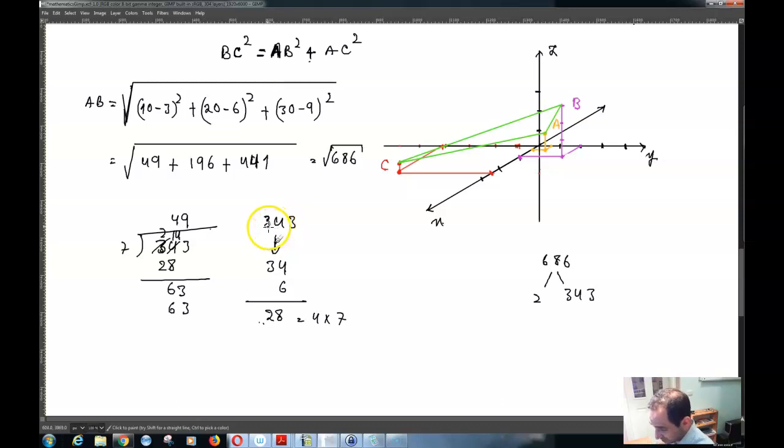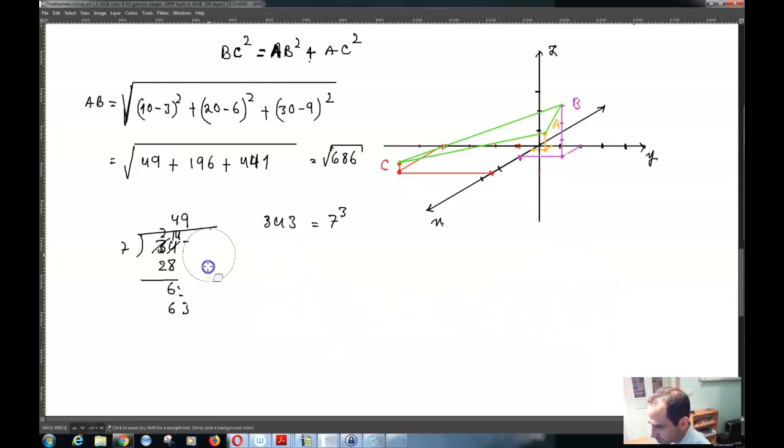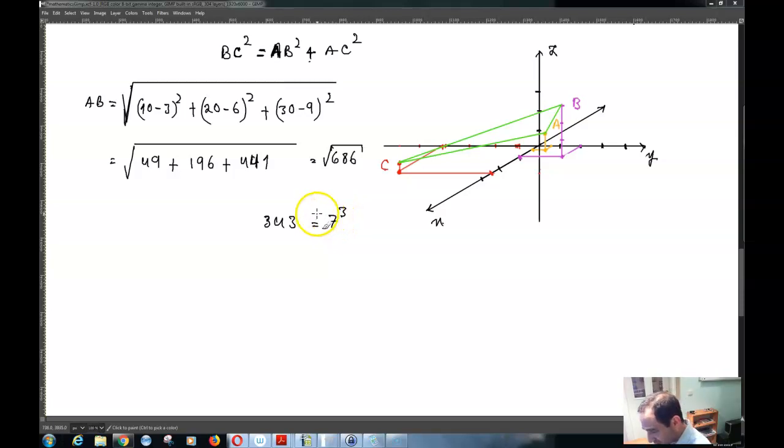So 343 is equal to 7 times 49. And 49 is, of course, 7 squared, so that means that this is 7 cubed. 343 is 7 cubed.